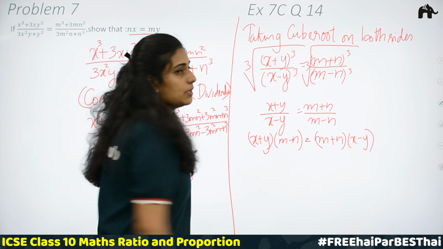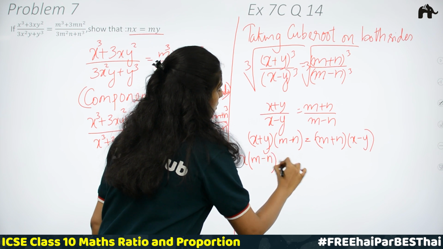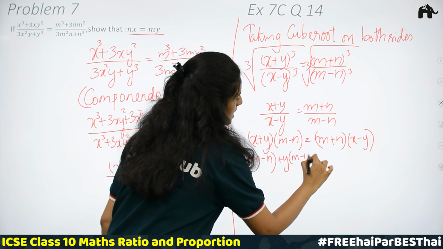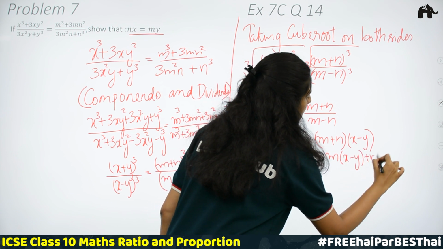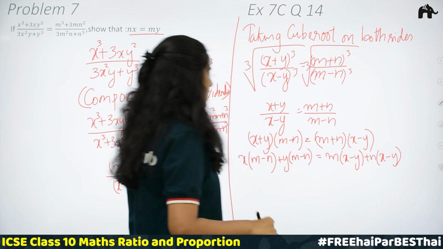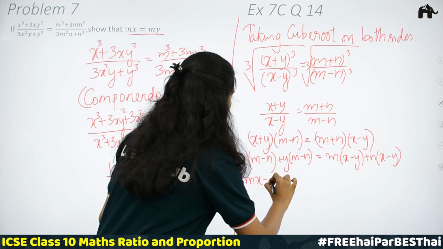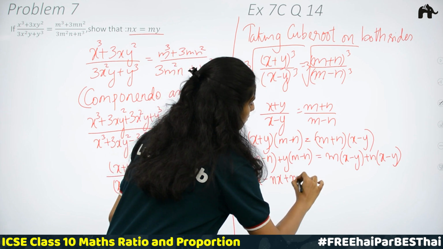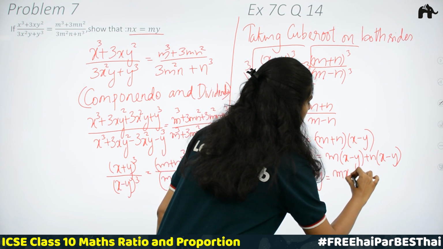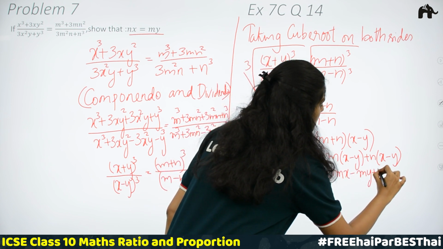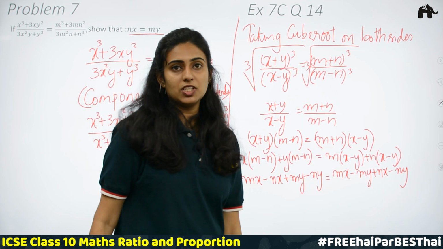That is, removing the brackets and multiplying, x into (m minus n) plus y into (m minus n) is equal to m into (x minus y) plus n into (x minus y). That is, multiplying this, we get mx minus nx plus my minus ny is equal to mx minus my plus nx minus ny. Okay. Now check if there is something to get cancelled.